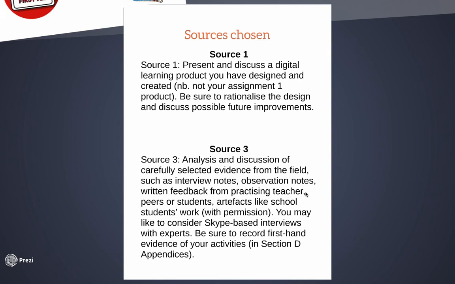And source 3 was that I carefully selected evidence from the field, from interviews with particular teachers, and written feedback from peers and students that used my digital product and were able to give me feedback on the strengths and weaknesses of it, what worked well, what didn't, what was useful, just important feedback from them that they felt worked well.